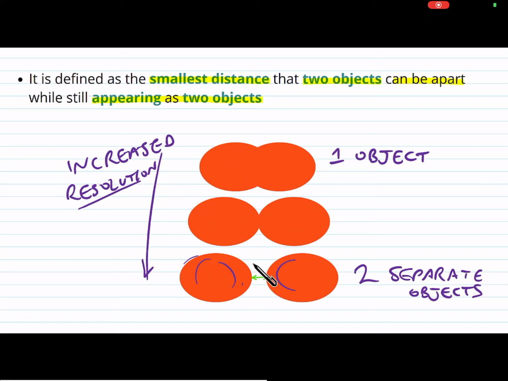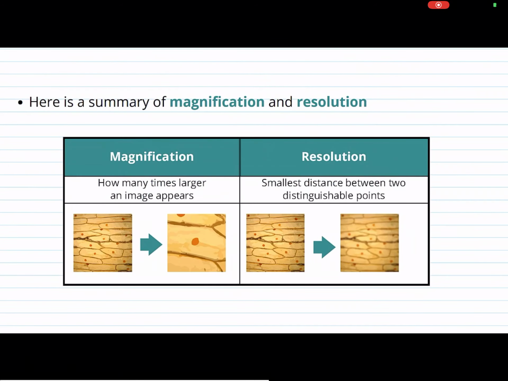So it gives us a lot more detail. So to summarise the difference between magnification and resolution, magnification is how many times larger an image appears compared to the real thing. And resolution is the smallest distance between two distinguishable points, and once they become one point, you've gone past the resolution's limit.